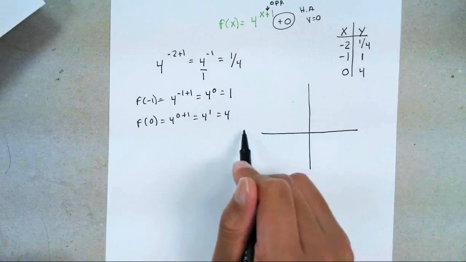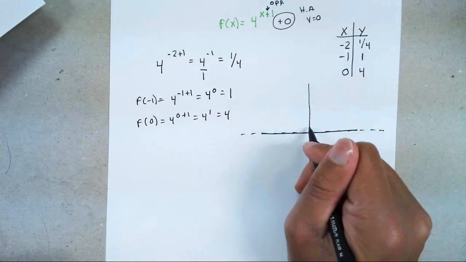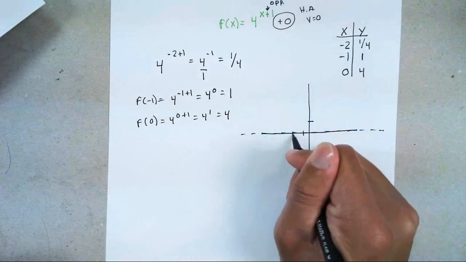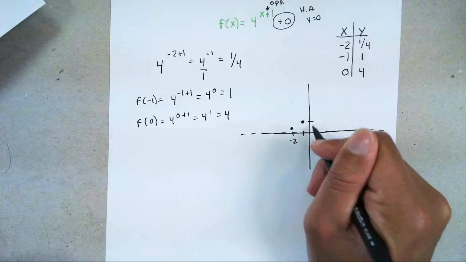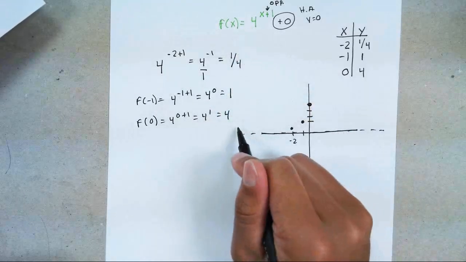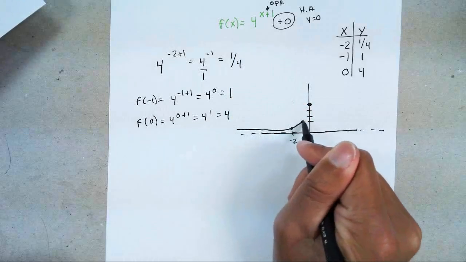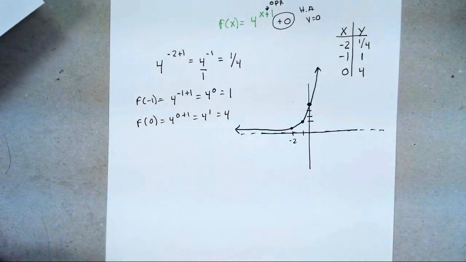Remember, there's a horizontal asymptote at y equals 0, so you can never cross that line. Negative 2, 1/4. Negative 1, 1. And 0, 4. Now because 4 is a number that's greater than 1, it's an exponential growth, the reason why your graph is going up. And that's how you graph this function.